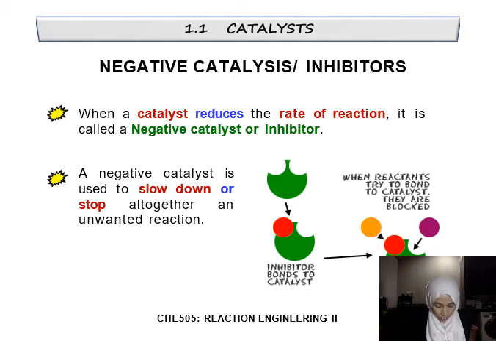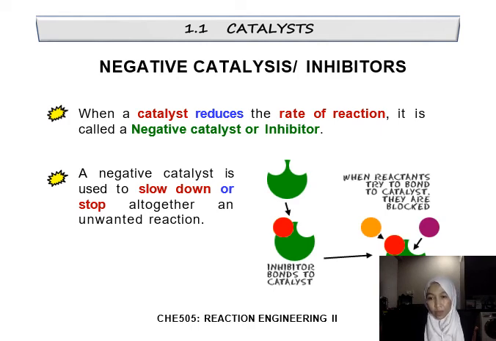And so now let's have a look at the definition of negative catalysis or inhibitors. So basically, what does it mean by negative catalysis? Whereby the catalyst that reduces the reaction rate of one reaction, we call it a negative catalyst or inhibitor. So a negative catalyst will slow down or stop the reactions.